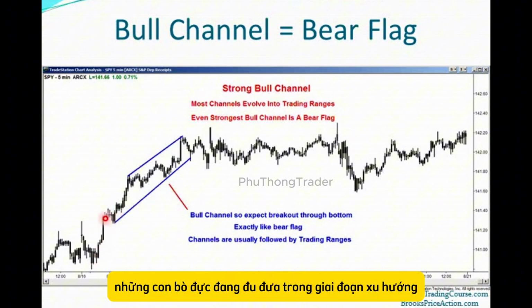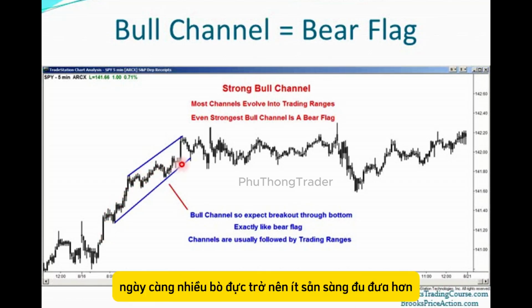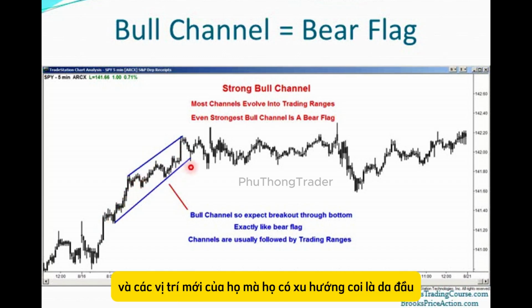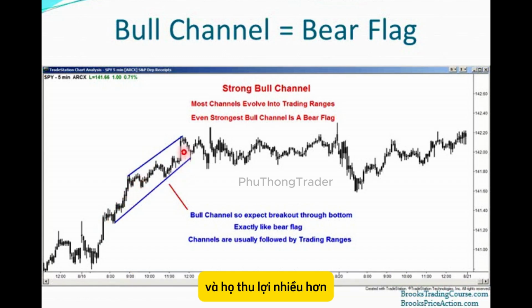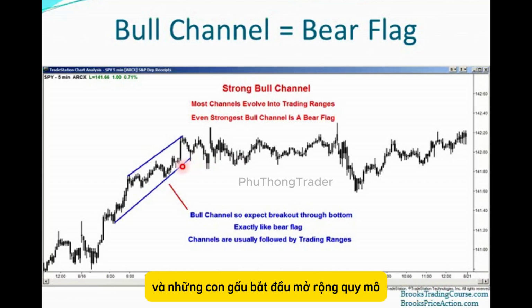So initially the bulls are swinging during the trend phase, the strong trend phase, the breakout phase. As the channel goes on, more and more bulls become less willing to swing, and they begin to take profits on their earlier positions, and their new positions they tend to treat as scalps, and they take profits more, and that results in deeper pullbacks and a broader swing and a more sideways market. And the bears begin to scale in, so they might sell here and sell more higher, and the bears become stronger, the bulls become weaker, and the result is a trading range.